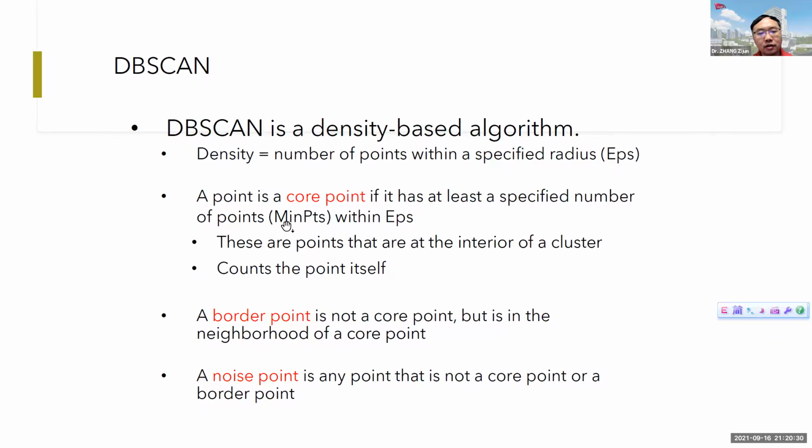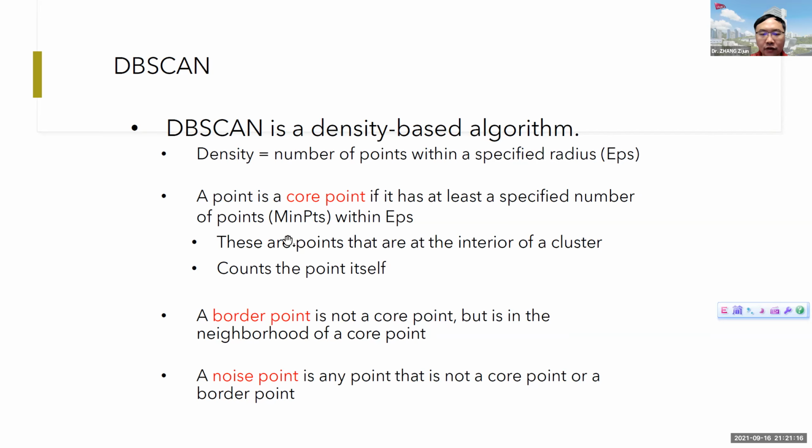A point will be called a core point if it has at least a specified number of points within the radius epsilon. This specified number of points is the MinPts, or the minimum points. It is the parameter specified by you when you use the algorithm. You specify the number of points that need to be counted within this radius epsilon. These are points at the interior of a cluster, and the count includes the point itself.